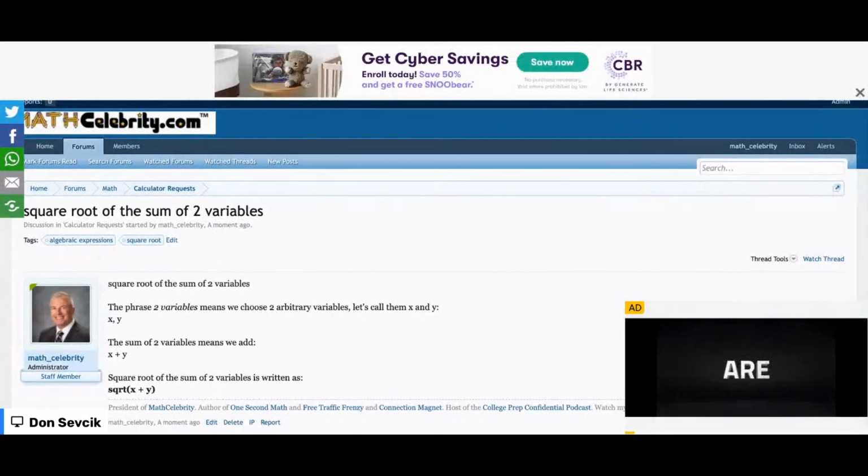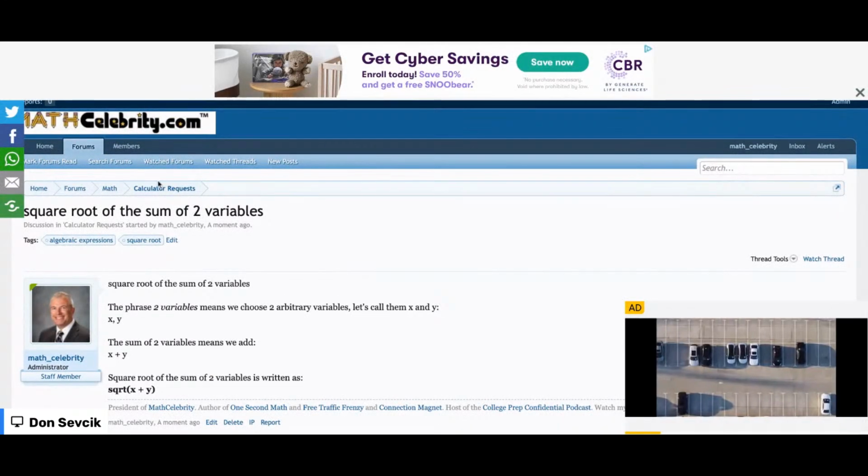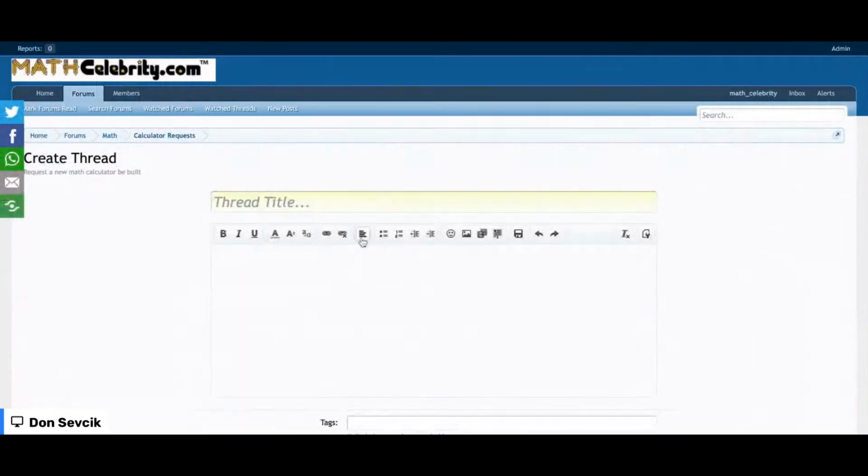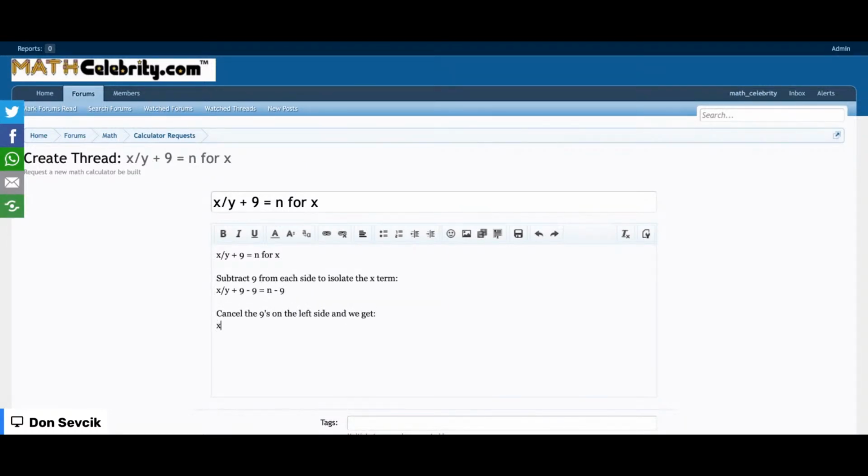Let's do this literal equation. This one's kind of new, but it uses the same principles we've covered on other streams. So it says x divided by y plus 9 equals n, solve for x. Okay, so subtract 9 from each side. We want to isolate the x term. Minus 9, and whatever you do to the left, you've got to do to the right. Cancel the 9s on the left side, and we get x over y equals n minus 9.